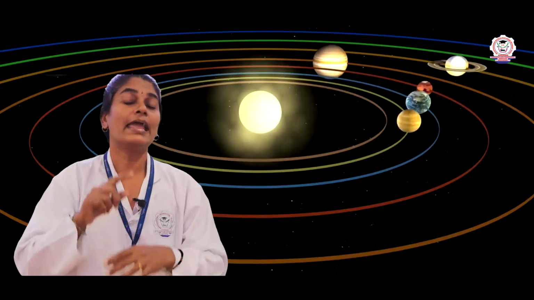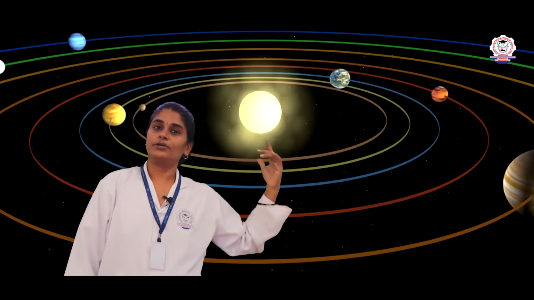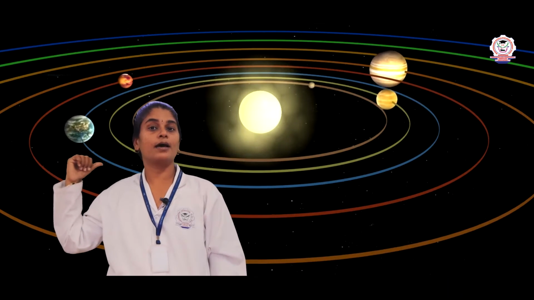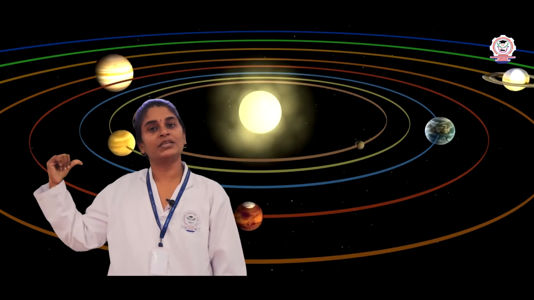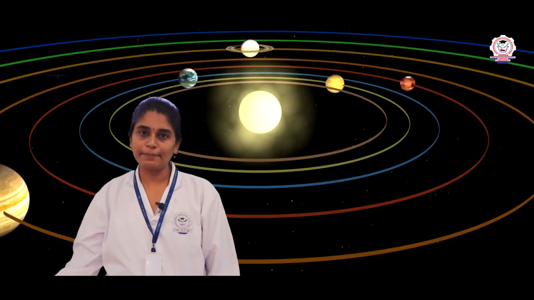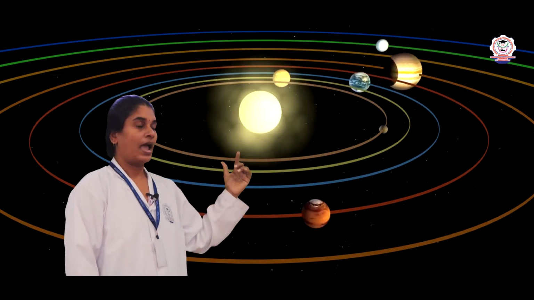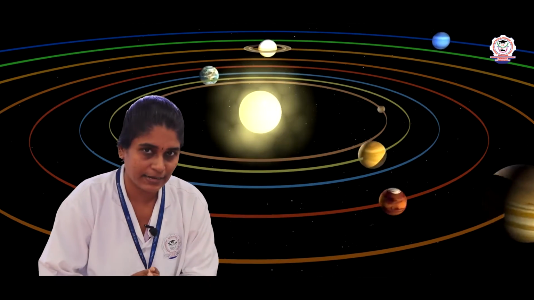Now, what are these round heavy objects? These are all planets. How many planets revolve around the sun? Yes, there are 8 planets that revolve around the sun. You can see here Mercury, Venus, Earth, Mars, Jupiter, Saturn, Uranus and Neptune. These are the 8 planets that revolve around the sun, and Earth is the 3rd planet. The first planet is Mercury. Mercury is the smallest planet.